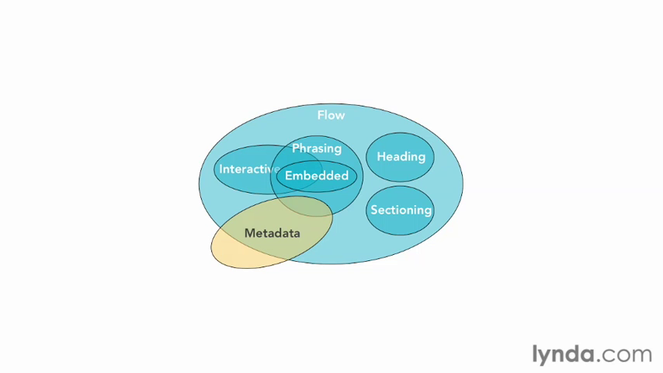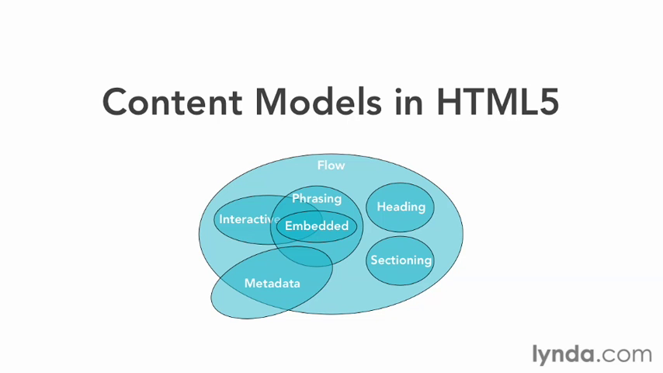Metadata content is content that sets up the presentation or behavior of the rest of the content, or that sets up the relationship of the document with other documents, or that conveys other out-of-band information. These 7 content categories represent the bulk of the content models used in HTML5. Understanding these will help you to write conforming documents that will be portable and maintainable well into the future.